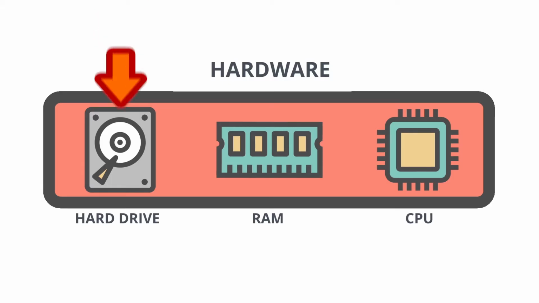Another piece of hardware is the hard drive, or hard disk. The hard drive is your computer's permanent memory. If you turn your computer off and then back on again, the information stored in the hard drive will still be there. This is because the hard drive does not require power to keep things stored in memory.